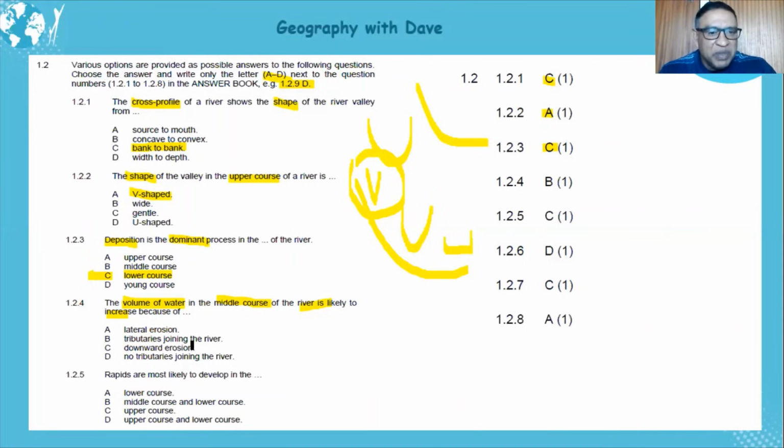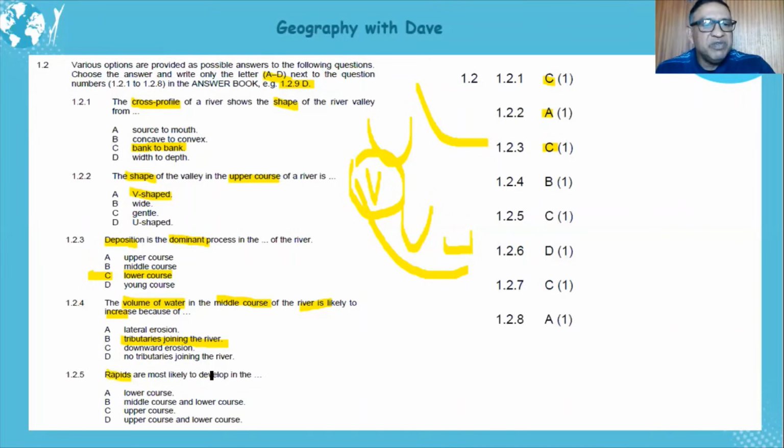Tributaries joining the river, yes. In the upper course, there's less tributaries. You understand? But as you go down, you get more tributaries. That seems an option. Downward erosion, no. No tributaries joining, that's false. So therefore, tributaries joining the river is my most accurate answer from there. We're working it out.